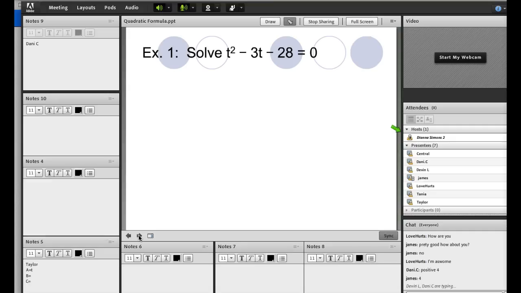Can you say, yeah, because yours isn't going yet. I think A is 1 squared, or 2 squared. B is 3, or negative 3t, and then C is negative 28. Okay.